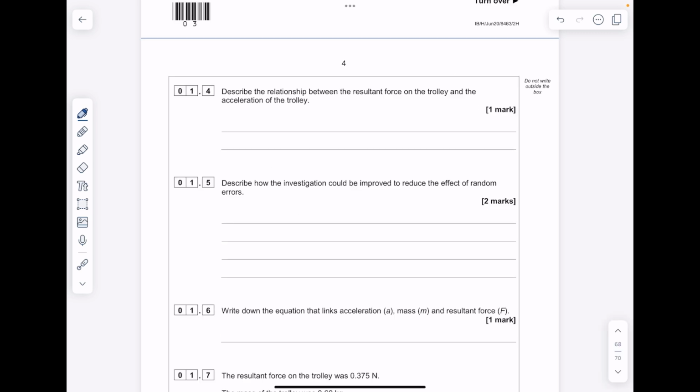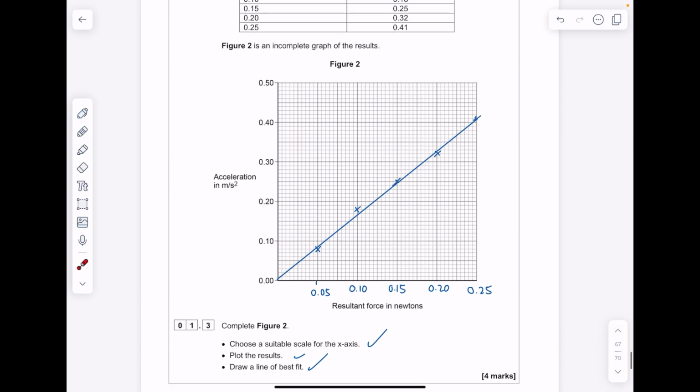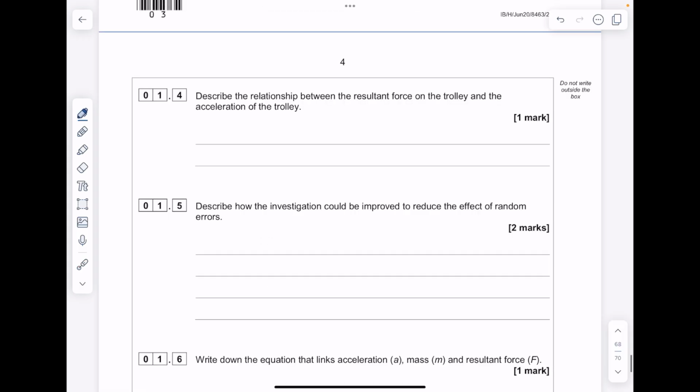Describe the relationship between the resultant force on the trolley and the acceleration. So we can see it's a straight line and it goes through the origin, so it's directly proportional. Both of those need to be true for the relationship to be directly proportional.